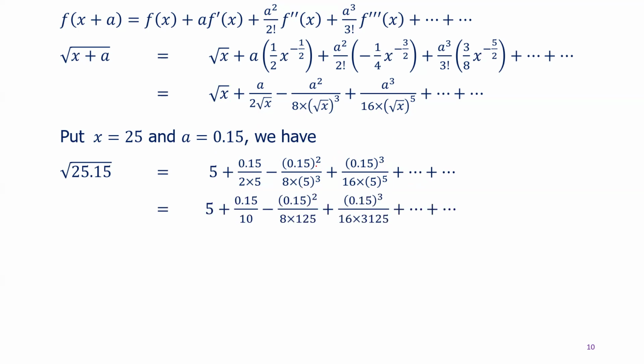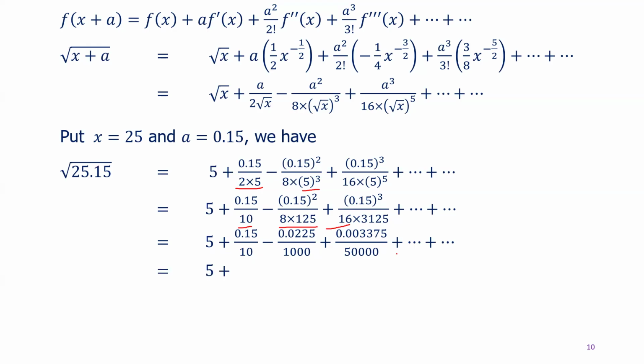If we simplify it, 5 plus 0.15 divided by 10 minus 0.15 whole square upon 8 into 125, since 5 into 5 into 5 is 125, plus 0.15 whole cube upon 16 into 5 multiplied by 5 times, which will become 3125, which is equal to 5 plus 0.15 upon 10 minus 0.0225 upon 1000 plus 0.003375 upon 50,000 and so on.